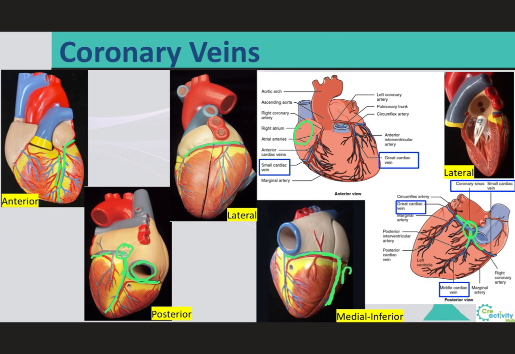So this would be your right ventricle, and this is your left ventricle, because this is a medial inferior view, and this is the posterior side of the model. And the small cardiac vein will also drain into the coronary sinus, where it will then take the blood inside of the right atrium, like we talked already about.